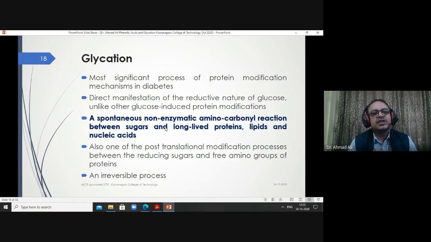Coming to the definition, glycation is a spontaneous, non-enzymatic aminocarbonyl reaction between sugars and long-lived proteins, lipids, and nucleic acids. Basically, the reaction is between the carbonyl group of sugars, any sugar, be it glucose, fructose, galactose, or ribose, any sugar present in the body, and the free amino group of proteins, lipids, or nucleic acids. As we know, proteins are long-lived molecules and they are in circulation, so they are the ones which get affected most by this glycation process. This is an irreversible process.